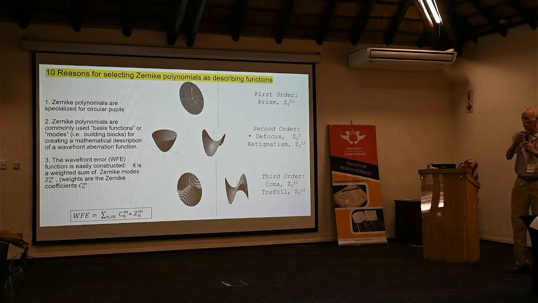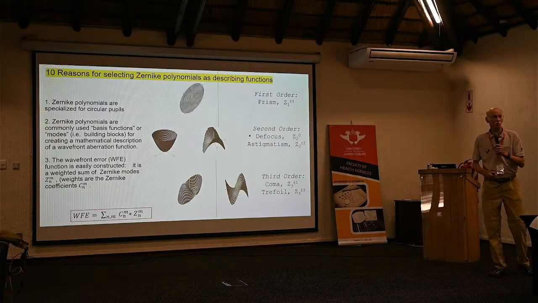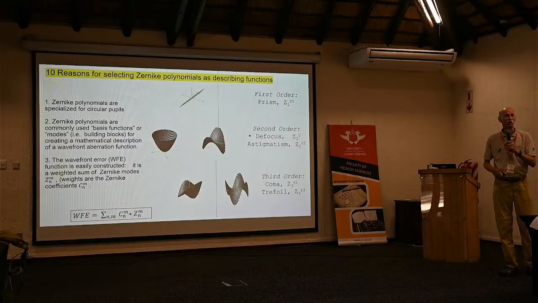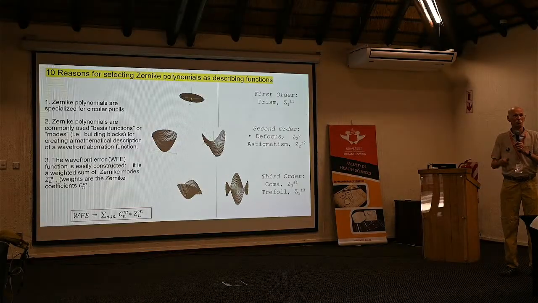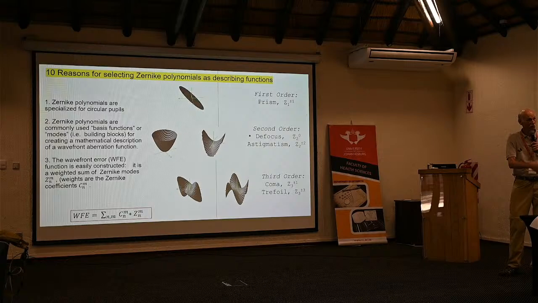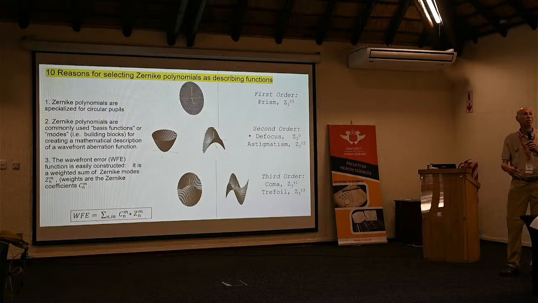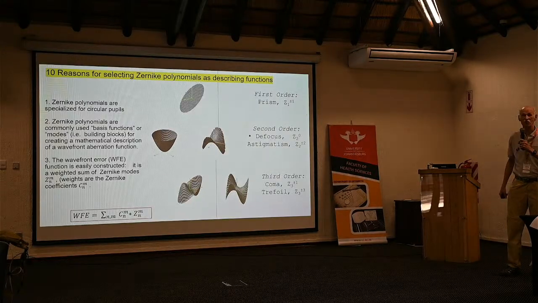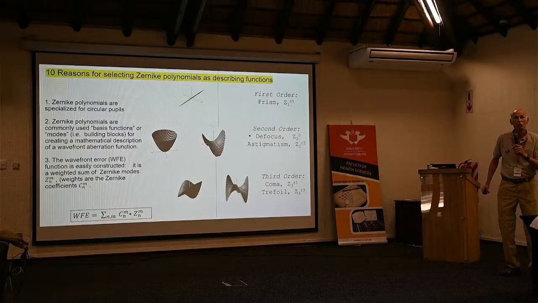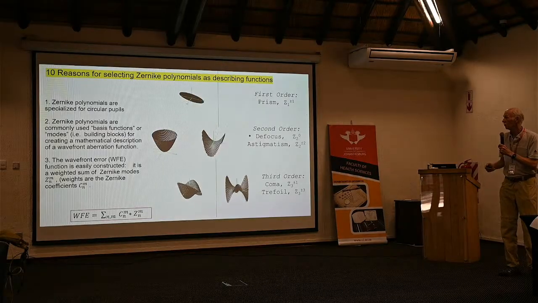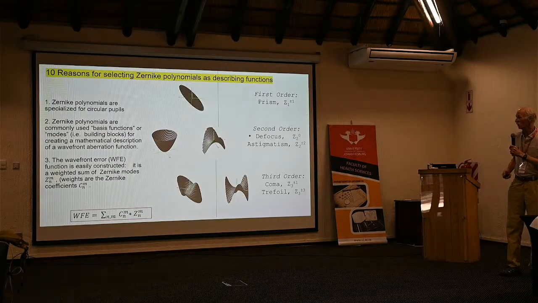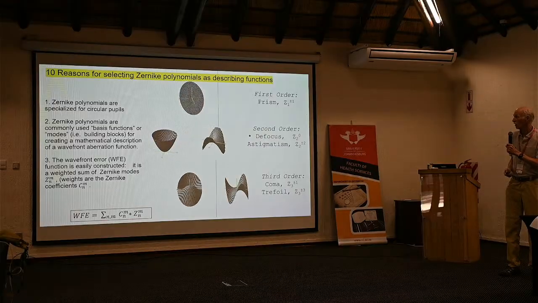The first one, as you know, Zernike polynomials are specialized for circular pupils. If we had square pupils, we might have chosen some other basis functions, and other basis functions had been used in the previous 100 years or so, things like Taylor polynomials and Fourier analysis, and that kind of thing. But we chose Zernike because they were specialized for circular pupils.